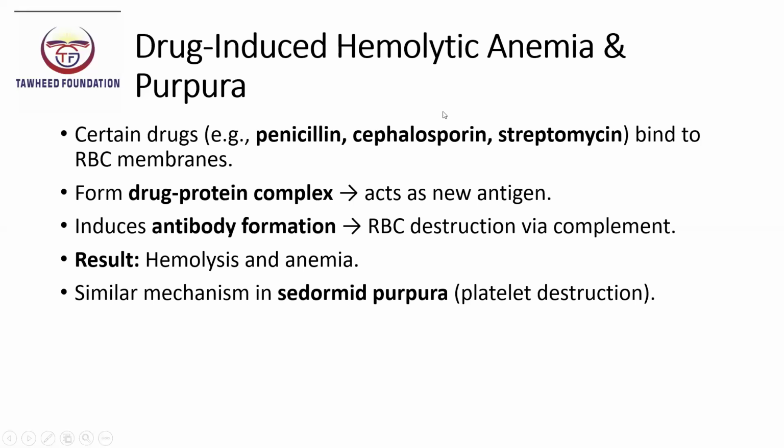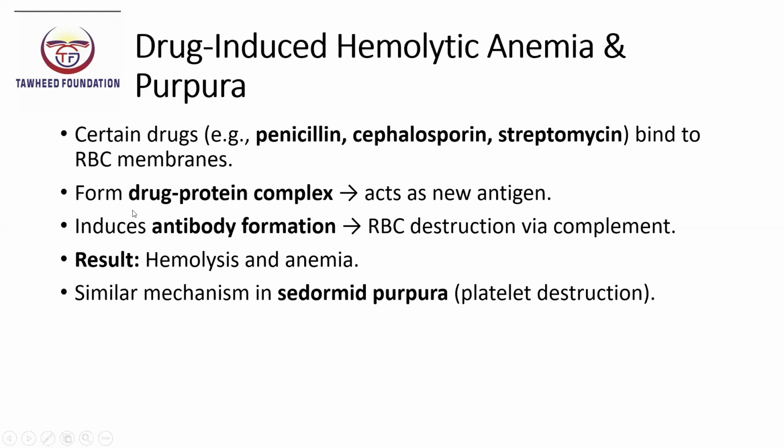Next is drug-induced hemolytic anemia and purpura. Certain drugs such as penicillin, cephalosporin, and streptomycin can attach to red blood cell membranes, forming a drug-protein complex. In some individuals, this complex is recognized as foreign, triggering antibody formation. These antibodies then bind to red blood cells and activate the complement system, causing hemolysis and anemia.